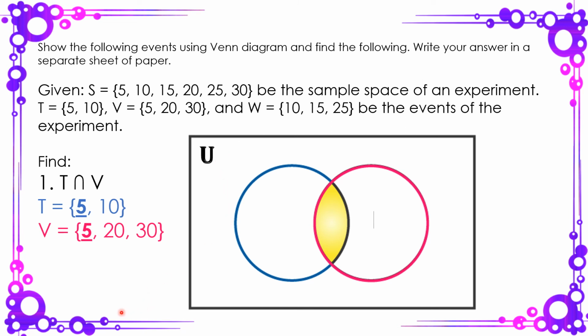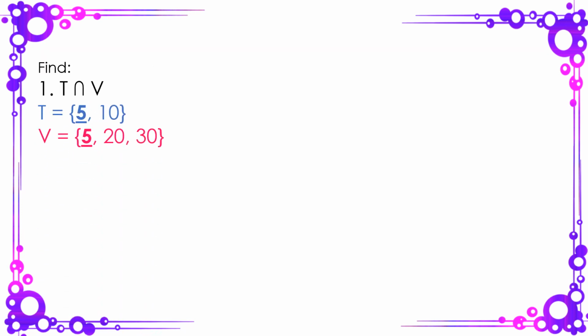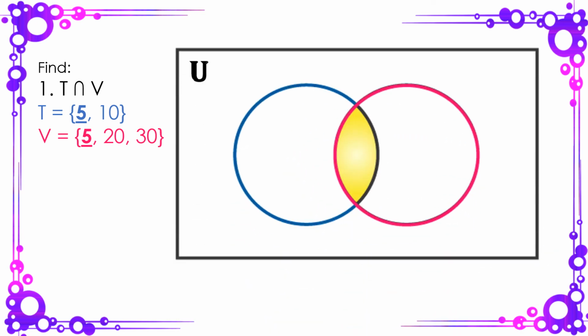So this time I want you to create a Venn diagram for number 1. And if you are done answering, you may continue watching this video. So let us find the T intersection V. As you can see here, our given and our Venn diagram for intersection. And then you can see here that the only shaded region here is the overlapping part of the circles, or the middle part here.